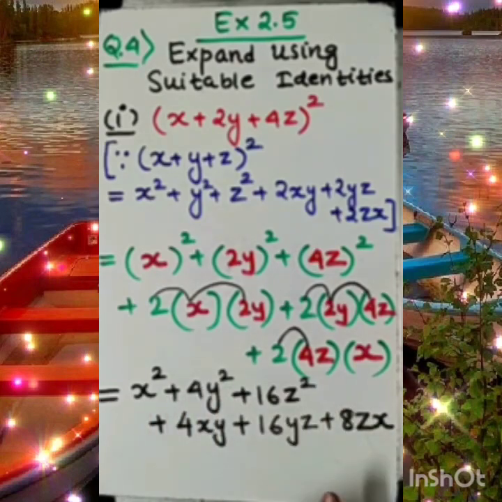You can see the answer of this type of squaring of a trinomial generally comes in 6 terms. So far there isn't any like terms. Nothing is in like terms. All terms are separate. So this is our complete solution of the first part of question 4.